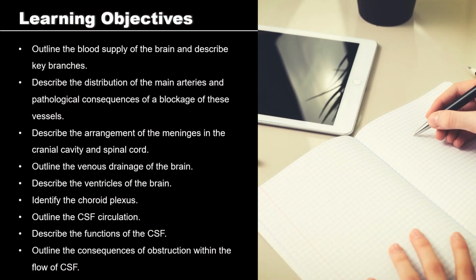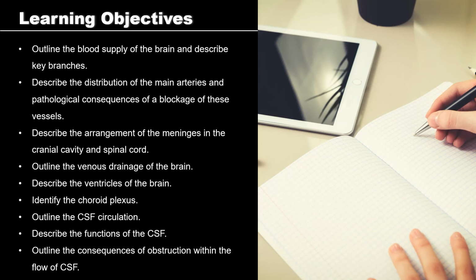After this video and any further self-directed study, you should be able to outline the blood supply of the brain and describe its key branches. Describe the distribution of the main arteries and the pathological consequences of a blockage of these vessels. You should be able to describe the arrangement of the meninges in the cranial cavity and in the spinal cord.